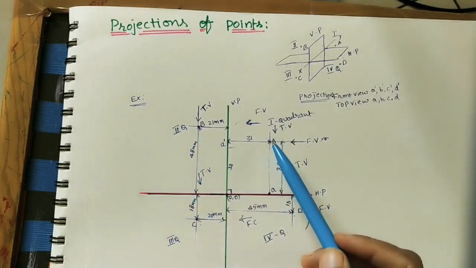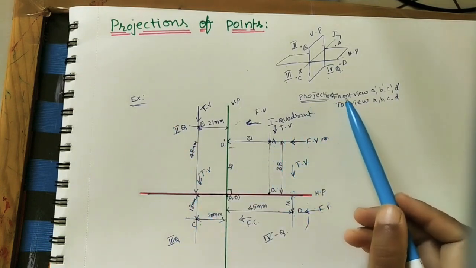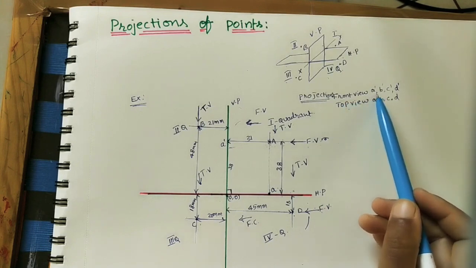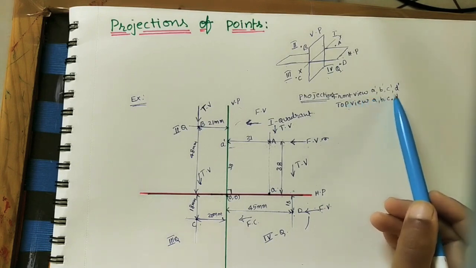For point A, we need to do the projections. Projections means here we have to take the front view of point A. We are naming the front views a dash, b dash, c dash, like that.